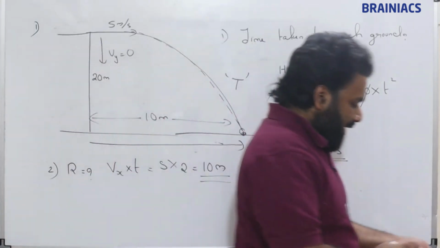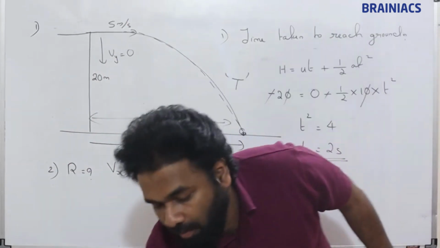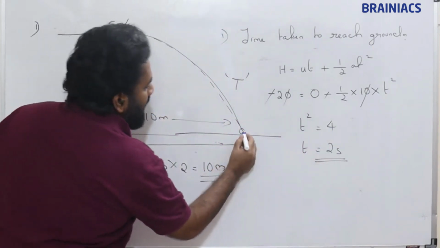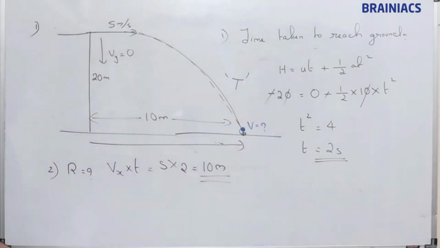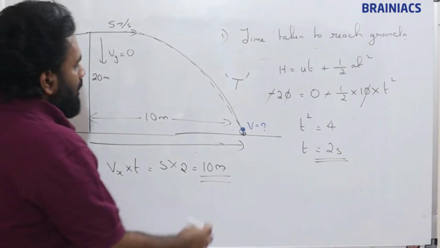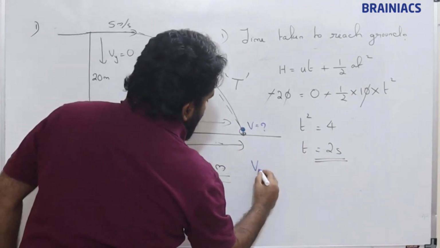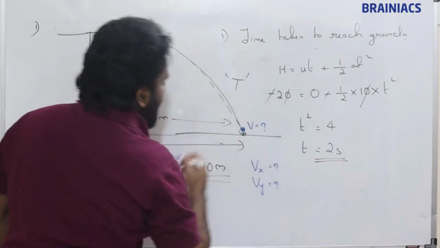Okay, is it clear? Another possible question is, find the velocity with which it hits the ground. That is, what is the velocity at this point? Find the velocity with which it hits the ground. How to find it? To find the velocity, we will have to find Vx and Vy also.